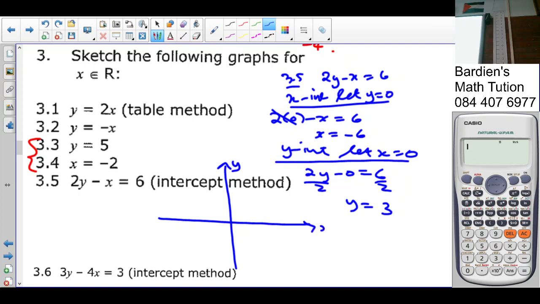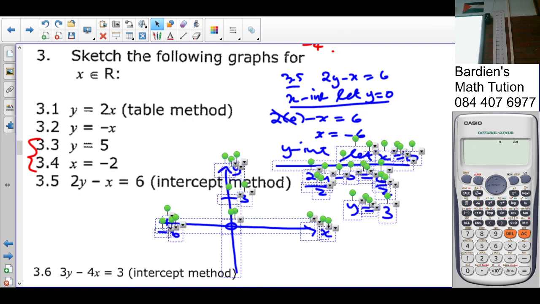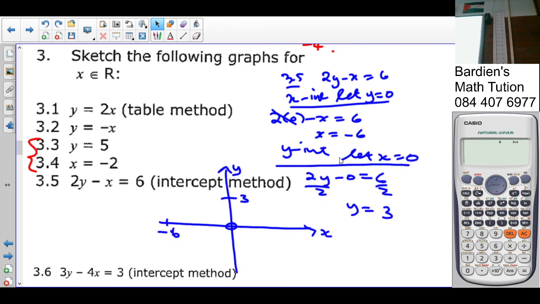Here's your y and your x. X is -6, approximately there. And y is 3, which is half of that. And that is on the positive part of your y-axis. Okay, so again, we draw a line going through there. Okay, and there's the equation.